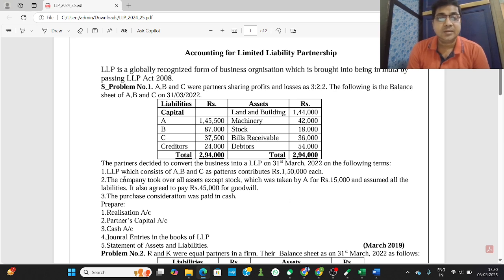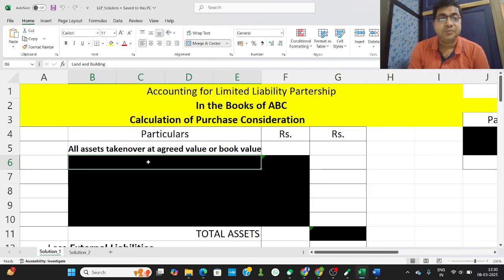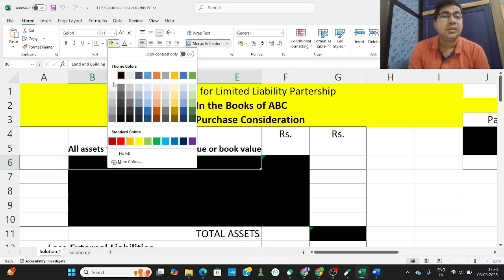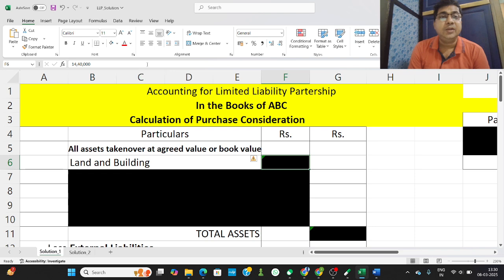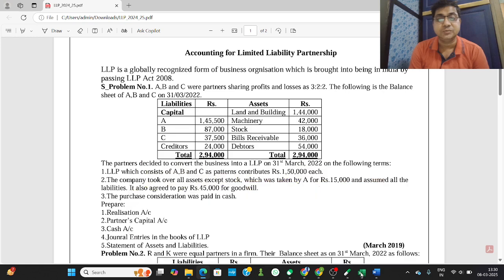And this says that the company took over all assets except stock. It means stock is not taken over, all other assets are taken over at book value. So first we consider the land and building, the first asset, and their value, rupees 1 lakh 44,000, whatever is mentioned, the same value we have to consider as the book value. Machinery 42,000, bills receivable 36,000, and debtors 54,000. Everything we have to put here.